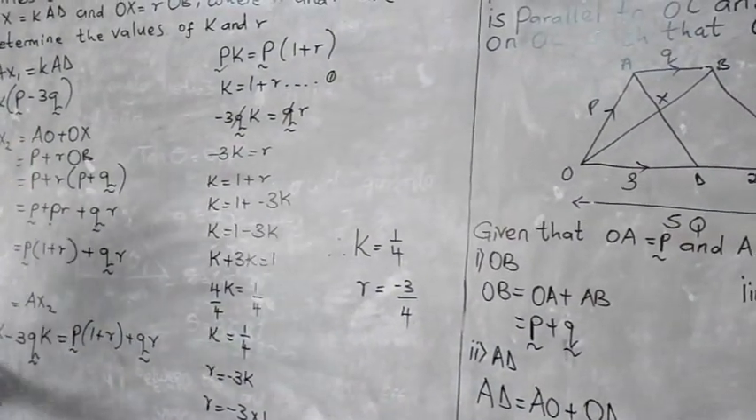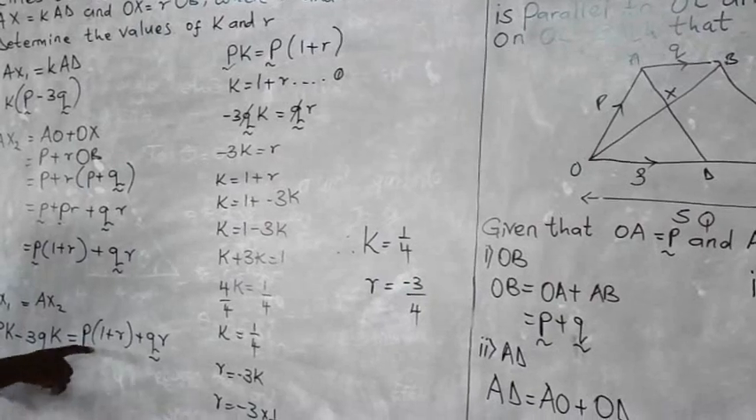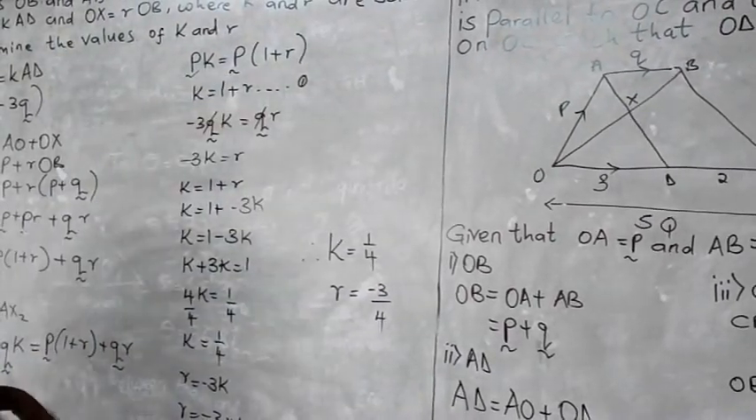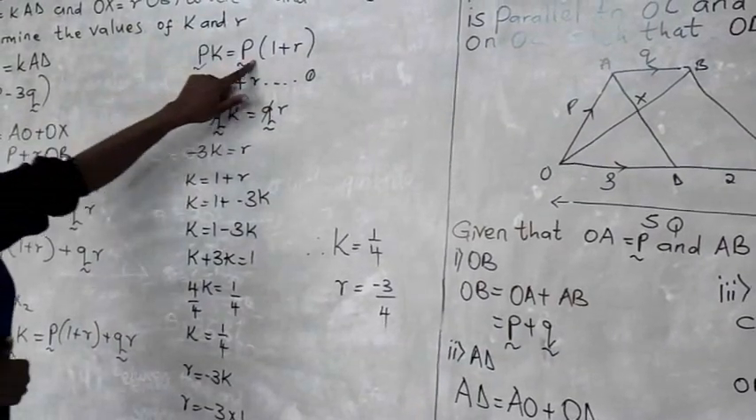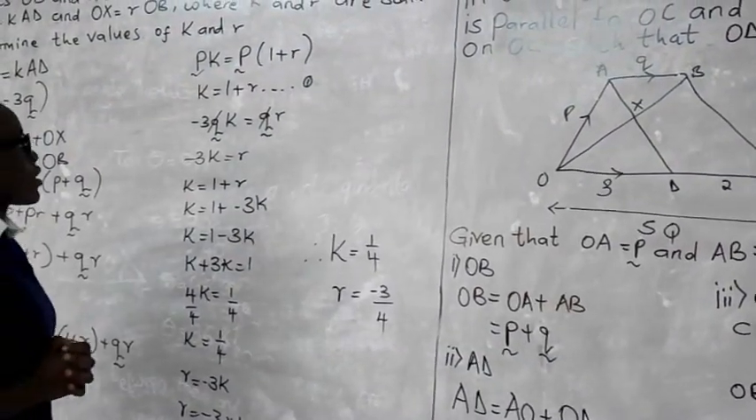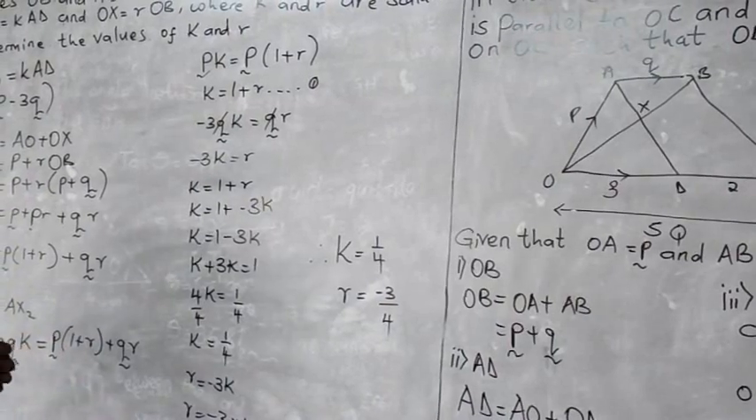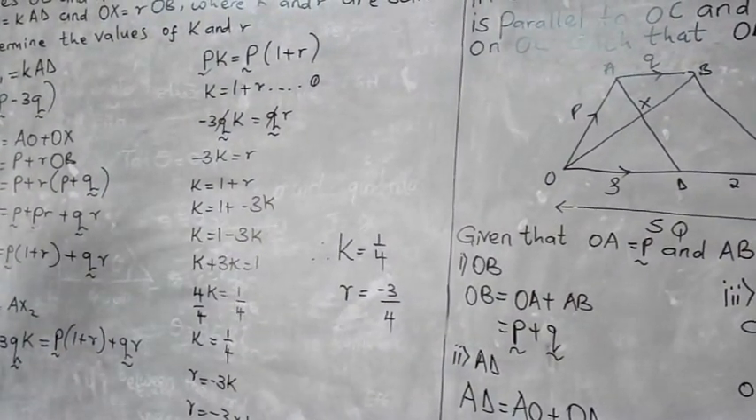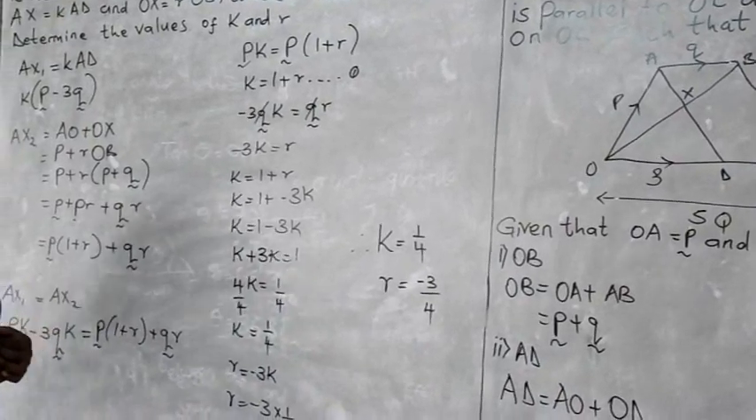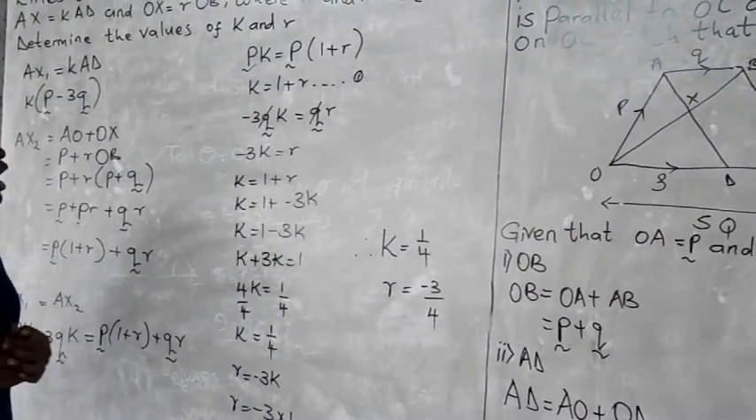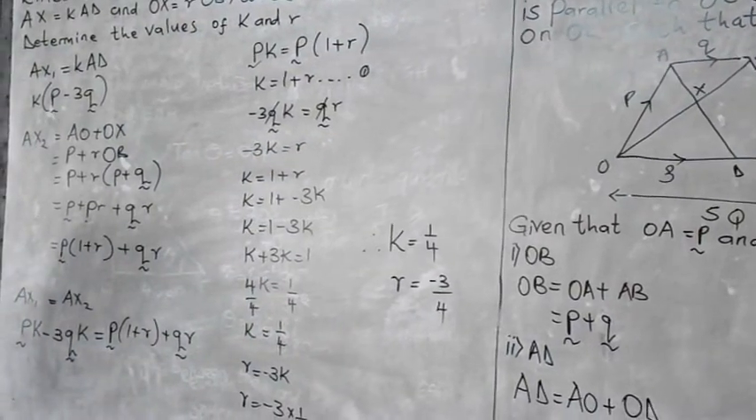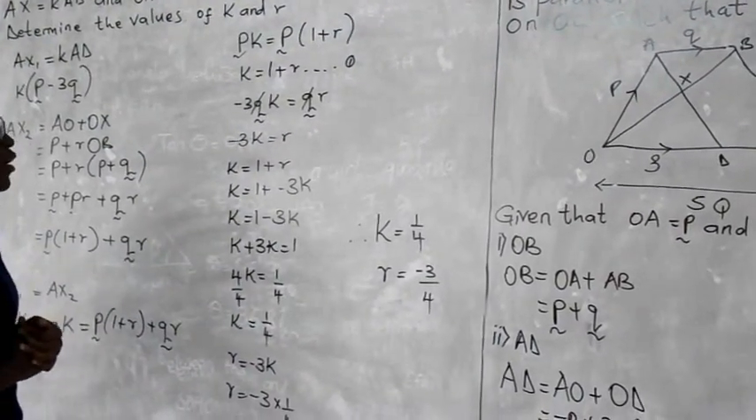So you collect the like terms. PK is equal to P into 1 plus R. Here it is. And then you do away with the P, and you'll get K is equal to 1 plus R. That's equation 1. The second one, we have negative 3QK is equal to QR. You do away with the Q since it's common. You're going to remain with negative 3K is equal to R.